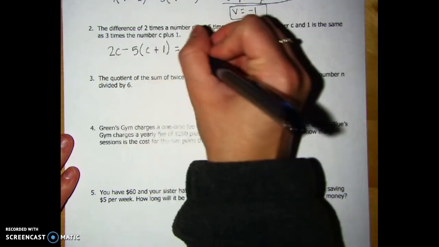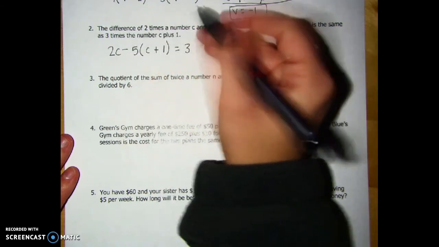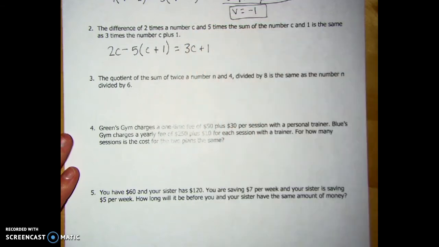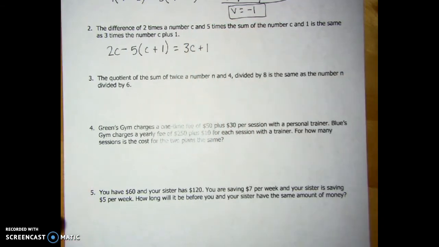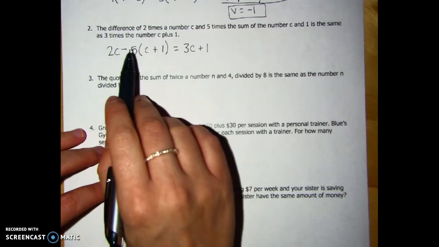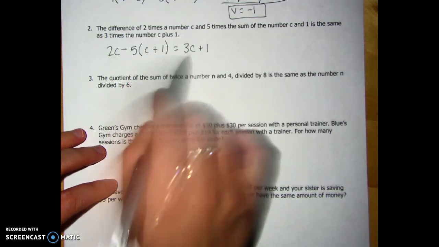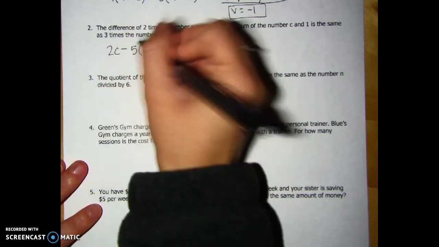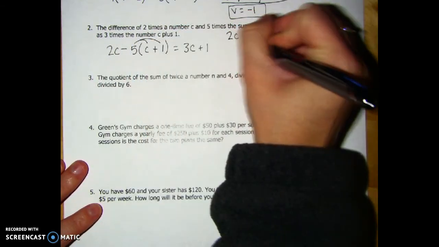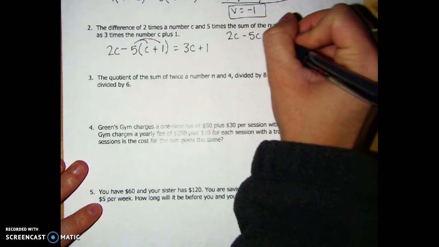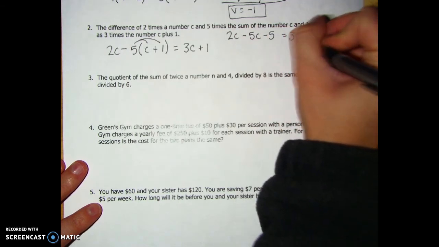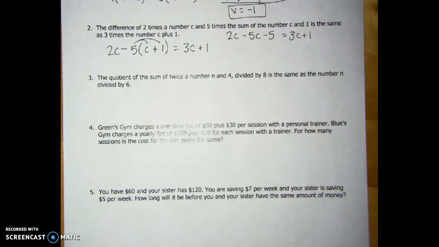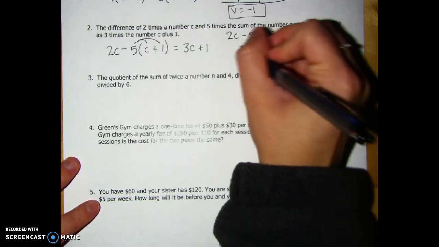Okay, is the same as, so equals 3 times something, 3 times the number c, plus 1. So that one I didn't have to use parentheses on or anything like that. If it said 3 times the sum of a number c plus 1, then I would have the parentheses. So that's different. So now I'm going to distribute that negative 5 and solve it. So this is 2c minus 5c minus 5 equals 3c plus 1. 2c minus 5c is negative 3c.